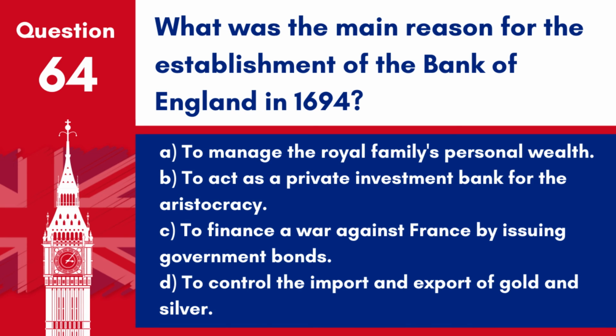Question 64. What was the main reason for the establishment of the Bank of England in 1694? A. To manage the royal family's personal wealth. B. To act as a private investment bank for the aristocracy. C. To finance a war against France by issuing government bonds. D. To control the import and export of gold and silver.